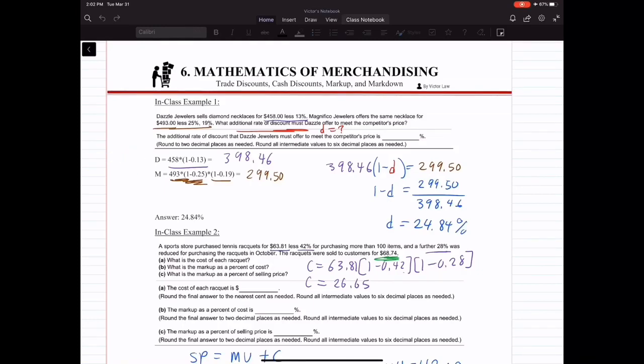What the question is asking is what additional rate of discount must Dasso offer to meet the competitor's price? Right now, Magnifico is 299, Dasso is 398. So Dasso needs to offer an additional discount rate so that the Dasso price will be 299 as well. So we have 398.46 times (1 minus D) equals 299.50, because Dasso needs to offer an additional rate of discount, and that's the D that we're looking for. Once we rearrange the algebra, we take 299.5 divided by 398.46. Once you divide those two numbers, you take 1 minus that, and that will give you D. D is 24.84%. And that is example 1.